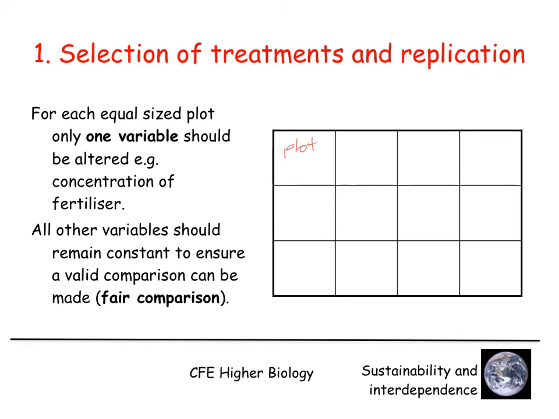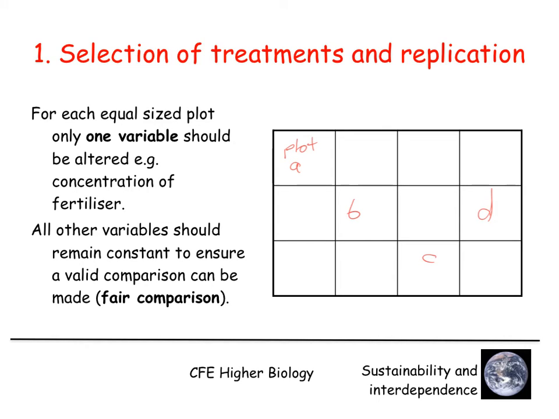A field trial involves treatments, and a treatment refers to the way in which one plot is treated compared with other plots. So for example, one plot might be given a high concentration of fertiliser, so we'll give that A for high. Another plot might be given a slightly lower concentration of fertiliser, another plot lower yet, and another plot even lower yet. So you've got your crop growing in each of these plots, but you're treating each of these plot areas differently with different fertilisers.